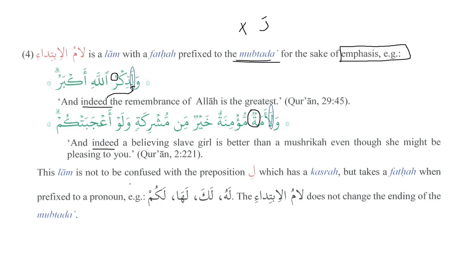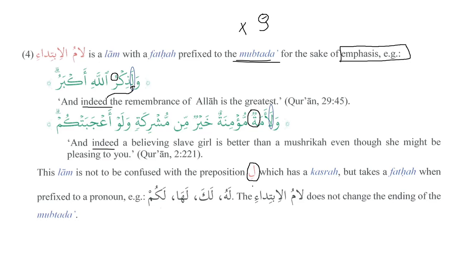Okay, now we need to be careful. This lam never ever changes. What does that mean? It always comes with fatha. So whenever you see a lam that has kasra, that is not lam al-ibtida. If it has kasra, it can be a prepositional lam, or it can be some other lam, as we have learned about lam al-amr and lam al-ta'lil. There are different types of lam or lamat in the Arabic language. So this is one of the kinds of lam as well. It will never take kasra, it always takes fatha.